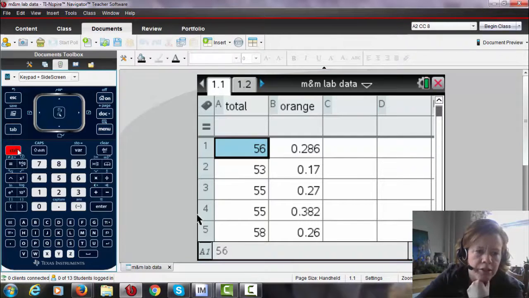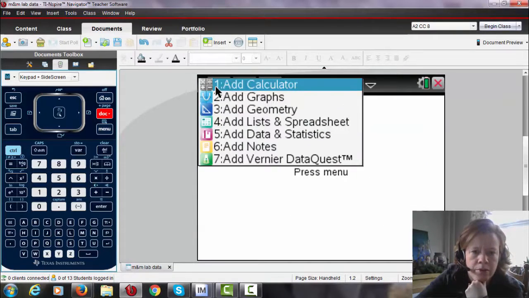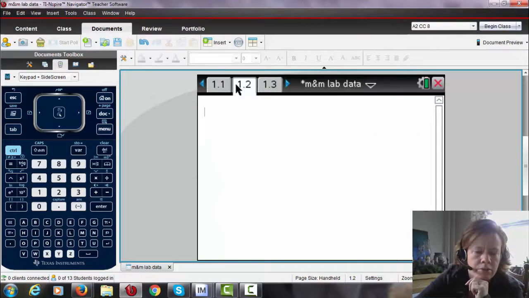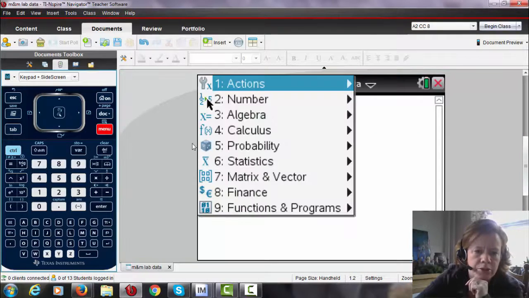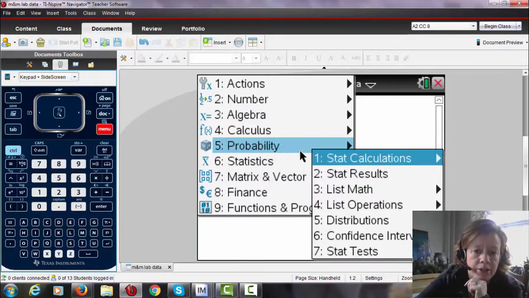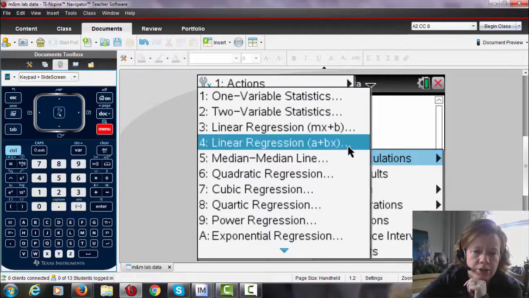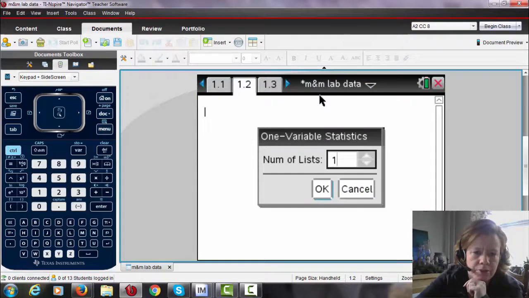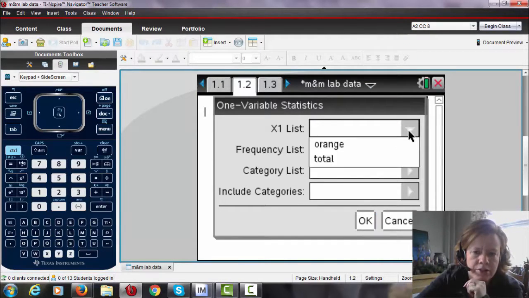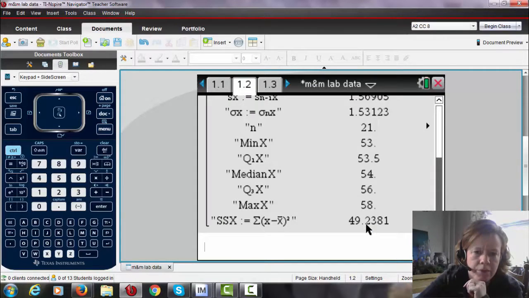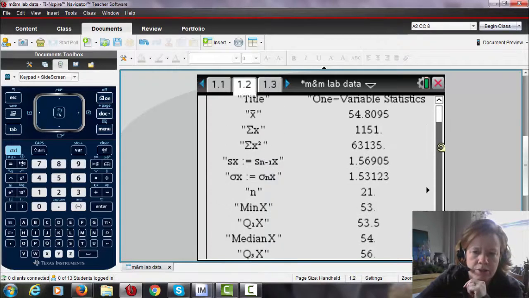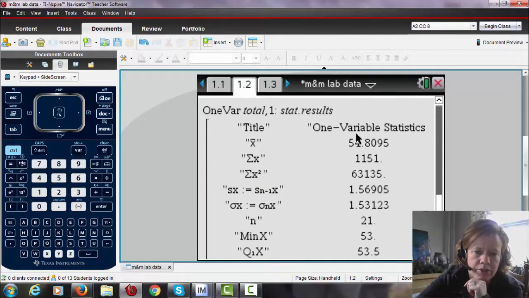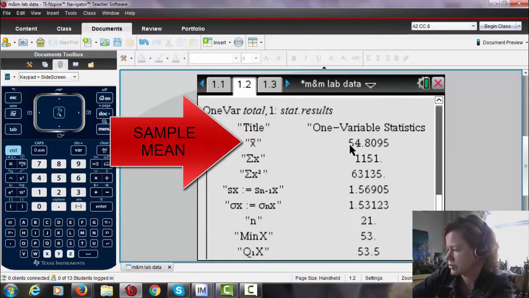What I want to do is add a calculator page and push menu. We're doing statistics. We're going to calculate some statistics, and it's one variable, just the number of M&Ms. So my variables are in one list. The name of that list, the X list, is total, and I can tab down to OK. And here are my summary statistics. You should have done this in previous classes. So x bar, there is my sample mean of 54.8 or so.